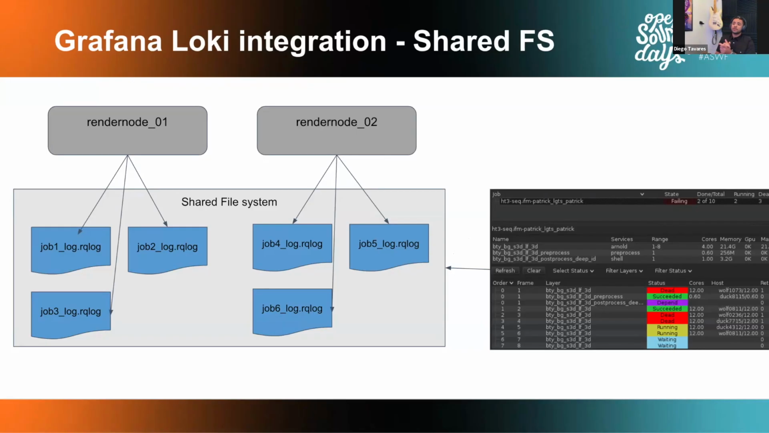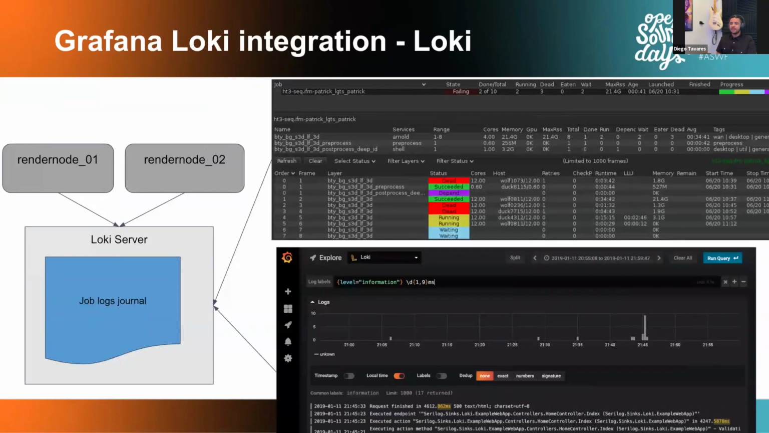And with Loki, what happens on this very crowded slide, sorry for that, is that render nodes now can write logs to a Loki server. So instead of writing to a file, they will be sending the logs to a Loki server. The Loki server stores the logs in journals, and the OpenCue application uses the Loki API to access the logs.